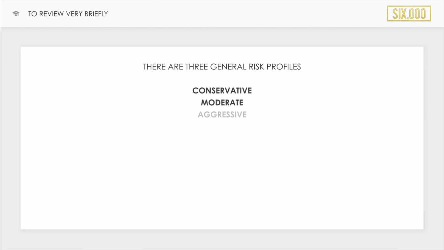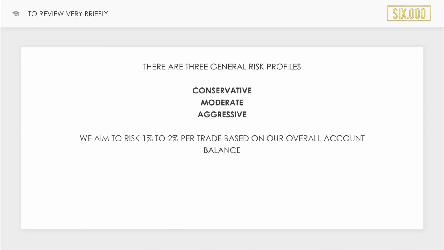Now, to review very briefly what you learned in the previous module, we learned that there are 3 general risk profiles, which are conservative, moderate, and aggressive. A conservative trader risks 1 to 2% per trade. Moderate is typically around 5%, and aggressive traders 10% or more. Now, we aim to risk 1 to 2% per trade based on our overall account balance. So if you have $10,000 in your trading account, you're looking to risk $100 to $200 per trade.